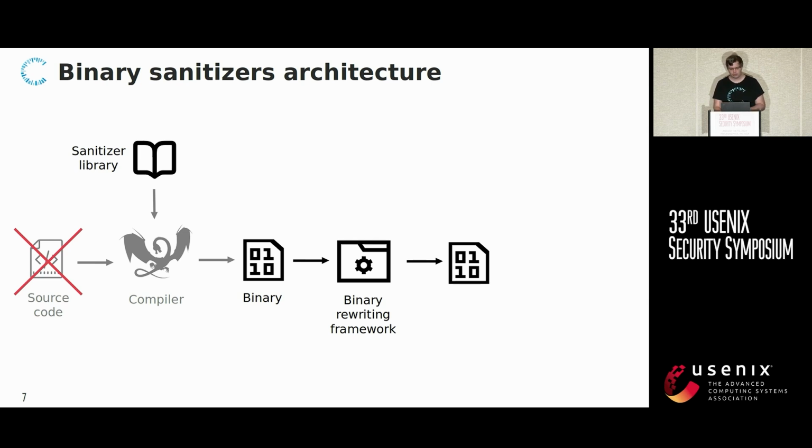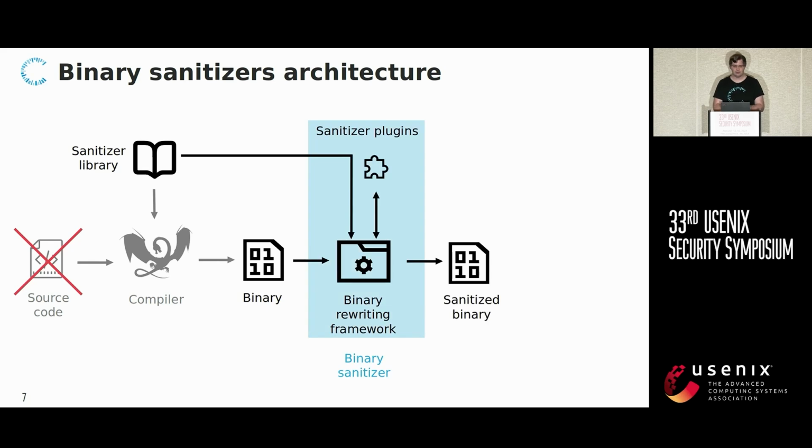And for this binary rewriting framework, then you can implement a sanitizer plugin, which on the one hand adds the sanitizer library to your already compiled binary, and on the other hand adds these instrumentation checks into the already compiled binary. So together, the sanitizer plugin and the binary rewriting framework are the binary sanitizer, which produces sanitized binaries that behave in the same way that regularly sanitized binaries behave. So you can also use them for fuzzing, for example.